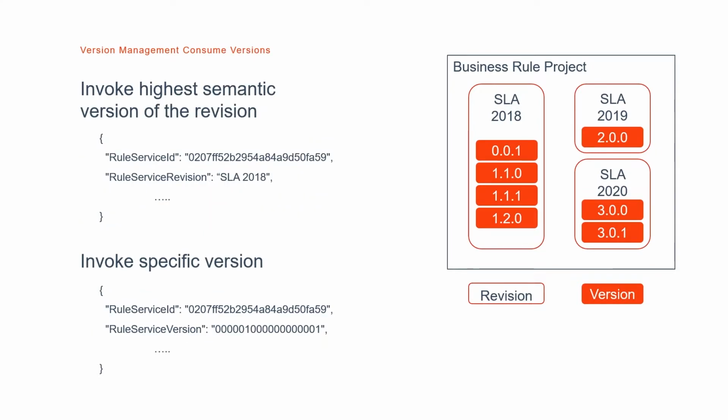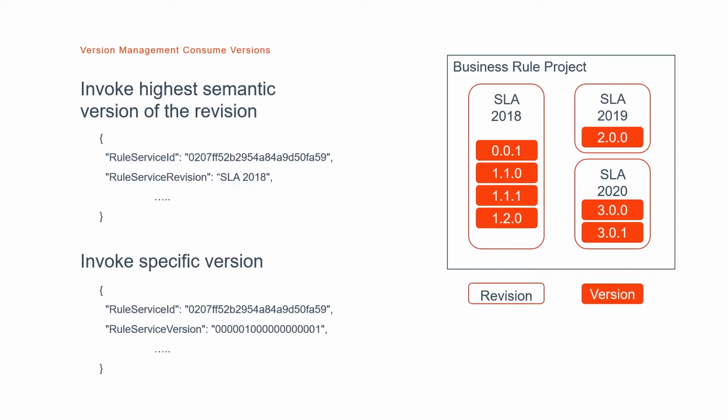If you are invoking the rule service from, for example, SAP Cloud Platform workflow, you can decide if you want to invoke a specific revision or a specific version. Now, if you're looking at the upper example of the SLA 2018, you would call the version 1.2.0. Why is that? You specify that you want a specific revision. You didn't specify any specific version, so it will take the highest semantic version of the revision.